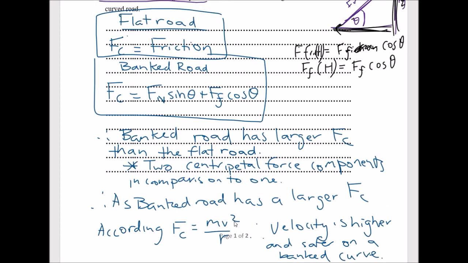Another thing you can also add on is that because it travels at a high velocity, or there's a greater friction force, you have less deviation when turning. And hence why it's more safe.